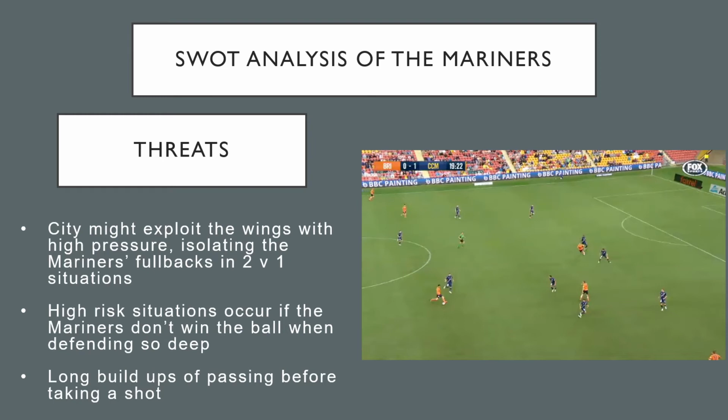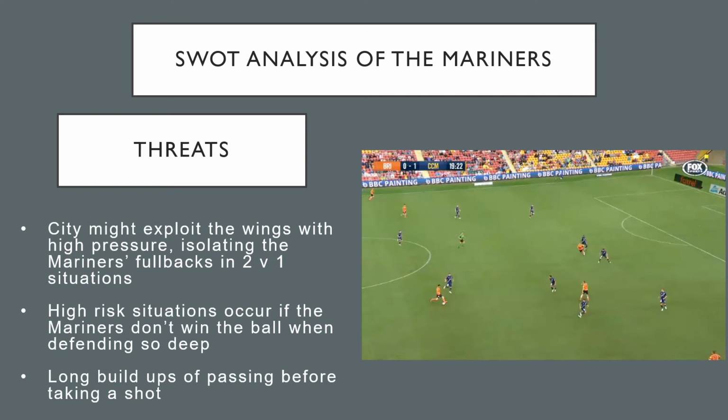The major threat for the Mariners is that Melbourne Victory won the ball back most times on the wings and high up the pitch, whereas the Mariners won it back in the centre of the pitch, closer to their defending goal. Because of this, Melbourne City might exploit the wings with high pressure, isolating the Mariners fullbacks in a 2 vs 1 situation, getting behind the defensive line and putting a ball into the box that way.